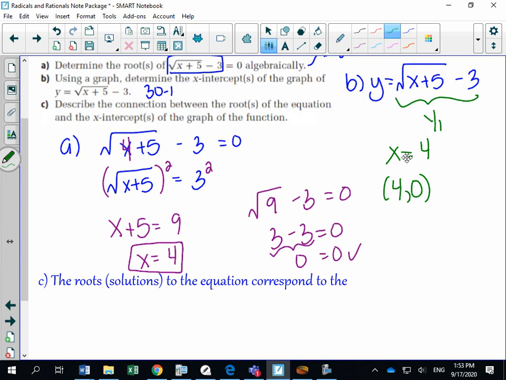They're the same number. So the roots or solutions to the equation correspond to the zeros or the x-intercepts, right? So that word roots, zeros, x-intercepts, they're all used interchangeably. So the roots or solutions to the equation correspond to the zeros or the x-intercepts, I should add, of the graph.